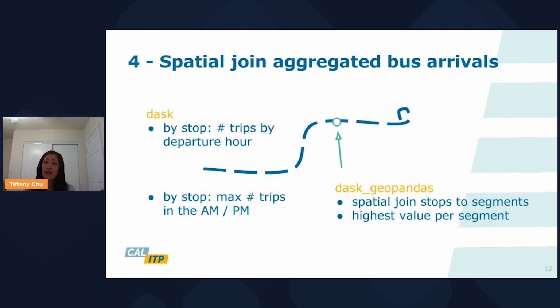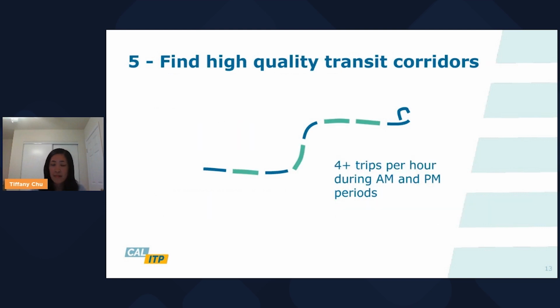Then we bring in Dask GeoPandas to do our spatial join. So stops are points, they have lat long, and they need to be attached to segments. So we'll draw a little buffer and we ask, where does this point fall into this kind of elongated polygon? And if there are multiple stops in a segment, we'll just keep the one that has the most number of trips. And with that, we can very easily see where there are more than 4 trips an hour. And that is flagged as being, yes, it is a high quality transit corridor.